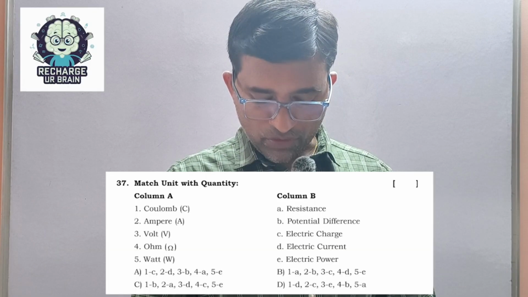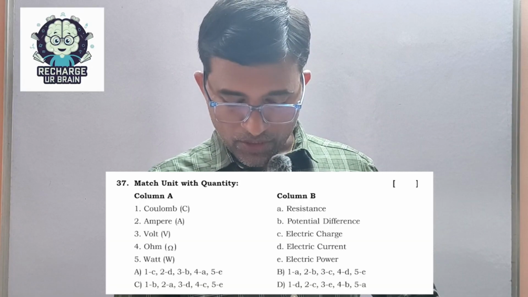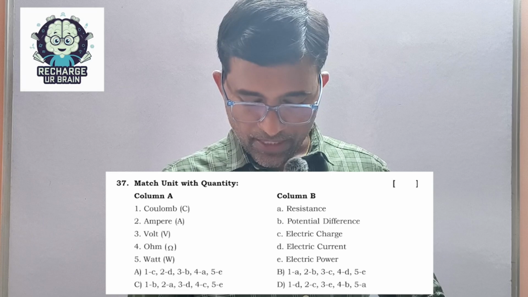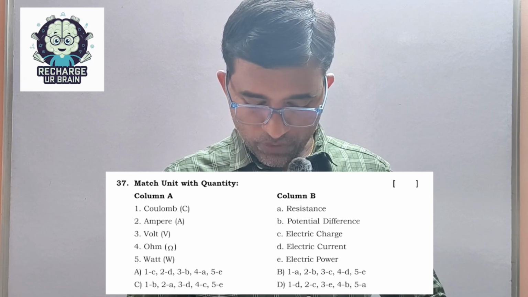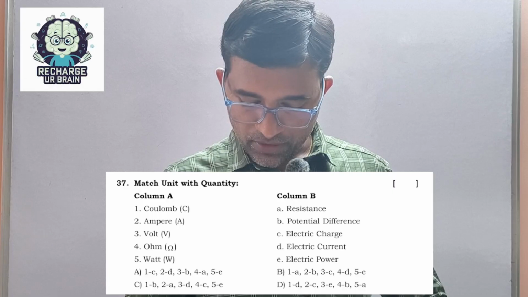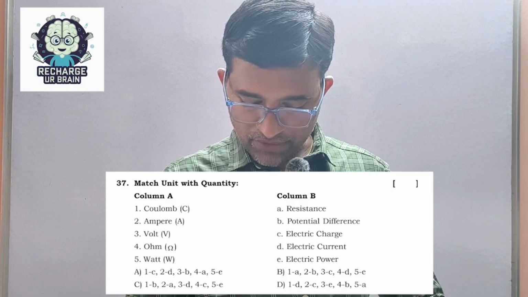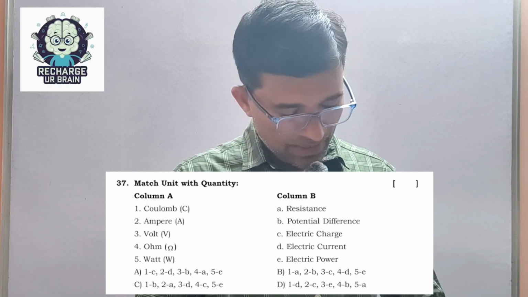Match unit with the quantity. So 37th one, we are going to deal with matchings. Coulomb is the unit of electric charge. We know that. Ampere is the unit of electric current. Volt is the unit of potential difference. Ohm is the unit of resistance. Watt is the unit of power. So for the 37th one, the right option is A.